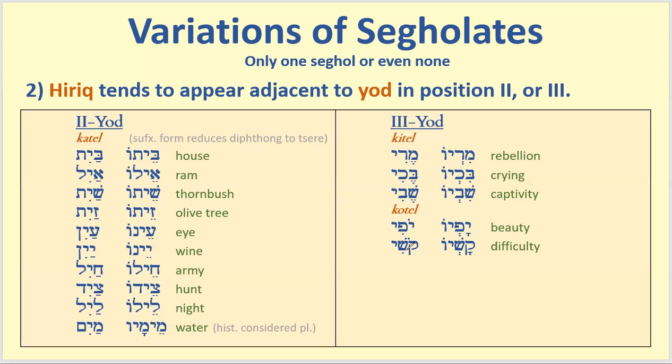Down here we get some third position yod segolates, but they are kotel segolates. They have that O vowel originally. So yofi, a very, very common word in Hebrew, is an O vowel segolate, and that has a yod at the end. In its suffixed form, it will be yofyo, his beauty, or koshi, which is difficulty, would become koshyo, his difficulty. It's still a segolate, even though it's starting to look less and less like a segolate.